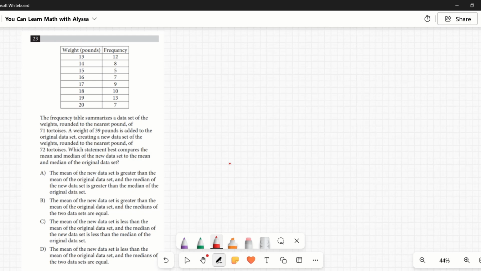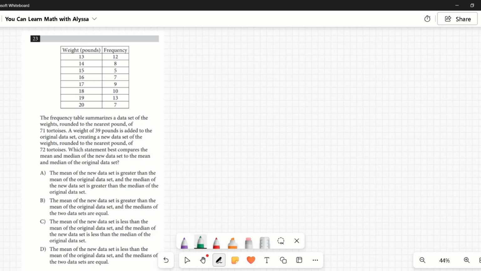A weight of 39 pounds is added to the original data set, creating a new data set of the weights rounded to the nearest pound of 72 tortoises. Which statement best compares the mean and median of the new data set to the mean and median of the original data set? Okay, so this is a frequency table.